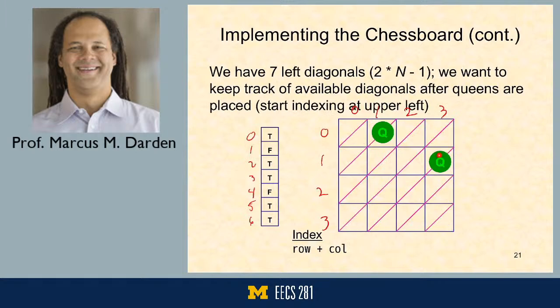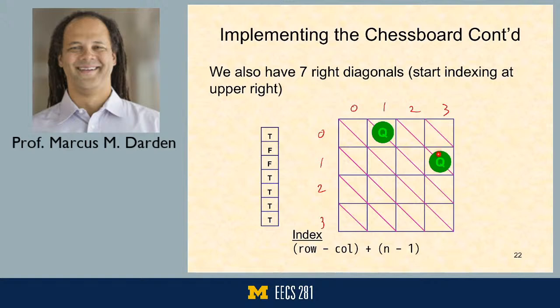1 plus 3 here would be how I found that in the left diagonal, but to find it in the right diagonal, I'm going to say 1 minus 3. 1 minus 3 gives me a negative number. That's never going to work, because that's a negative 2. But since I'm going to add 3 to it, that's n minus 1. N's 4, minus 1 is 3. Add that to my negative 2, I end up with diagonal index 1. So if I sort of number my diagonals, you can see that this is index 0, index 1, index 2, index 3, 4, 5, and 6. All right, so that's what the solution uses.